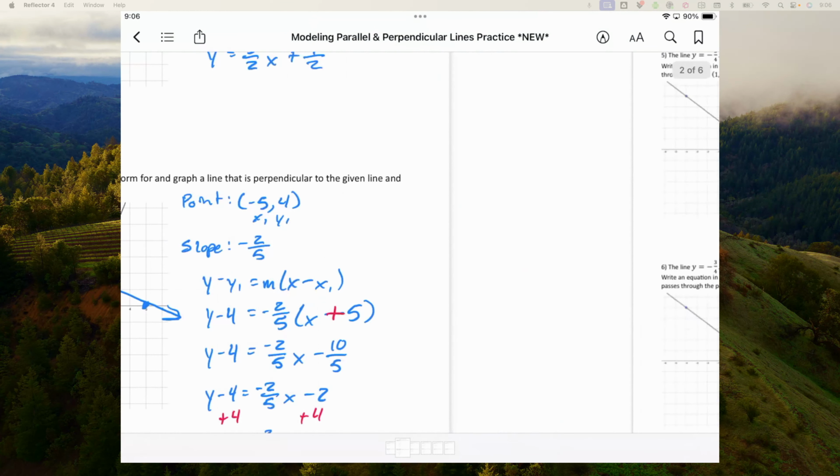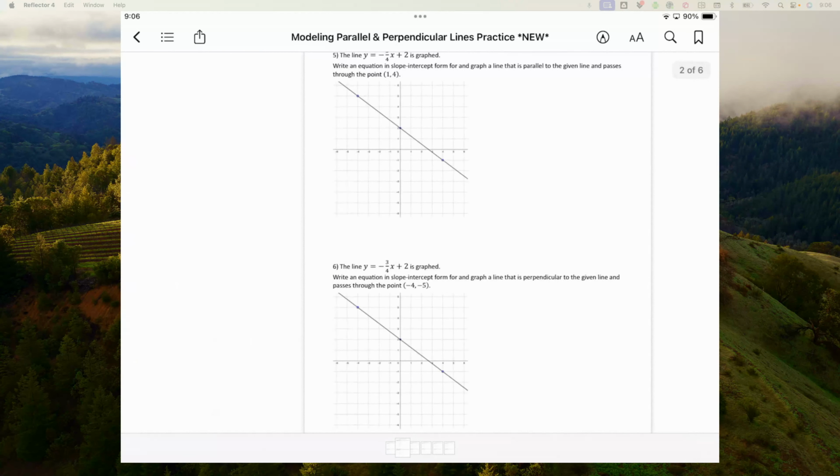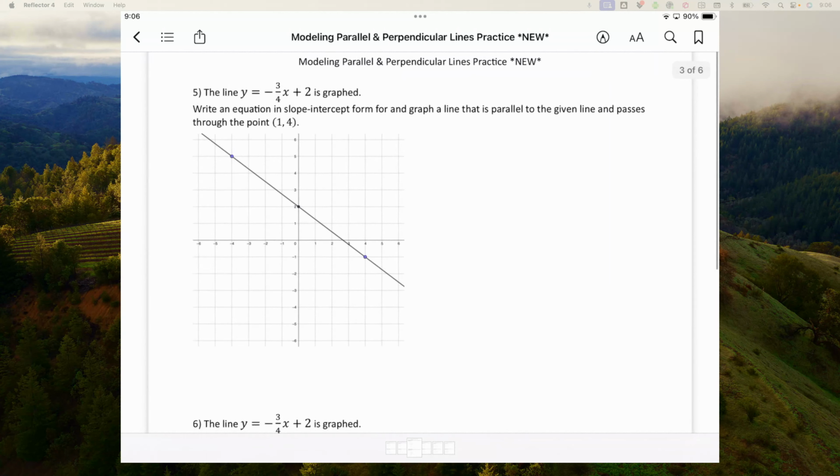I will do these 2 more. Looks like my iPad is freezing up or something. I will do these 2 more, and then 7 through 12 I will just make an answer key for and not include them in the video because the process will be exactly the same.